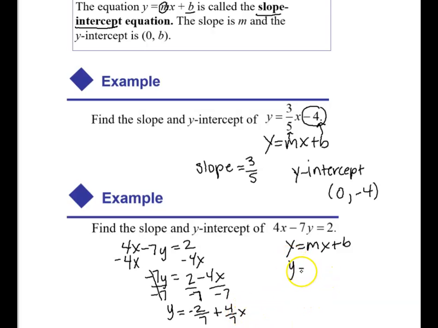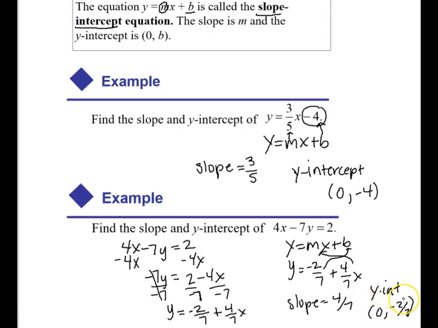Now are we closer? This is what we have. Well, to me, this goes with this, and this goes with this, because this has an x behind it, correct? So that means that the slope is in front of the x here. We can still see that, it's 4/7. And our y-intercept is going to be (0, -2/7).